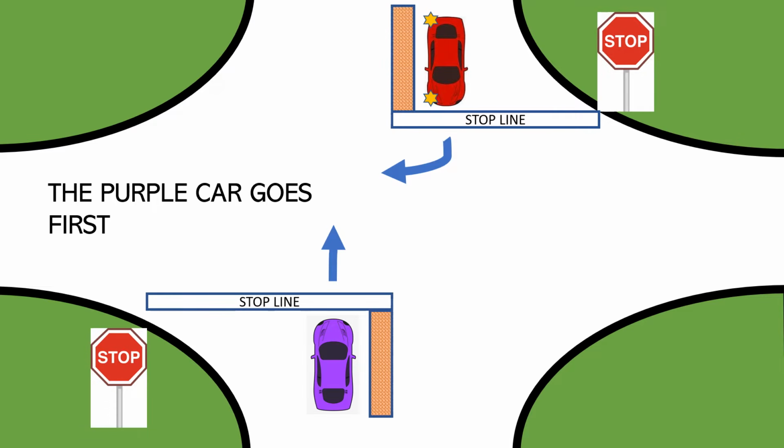So here's an example of the purple car going straight ahead and the red car doing a right-hand turn. Now in this case, you can see from the arrows on the road that there would be a clash if both cars proceeded at the same time. But it goes back to the old rule that says you cannot do a right-hand turn across the path of an oncoming vehicle. So in this case, clearly it's the purple car that goes first.